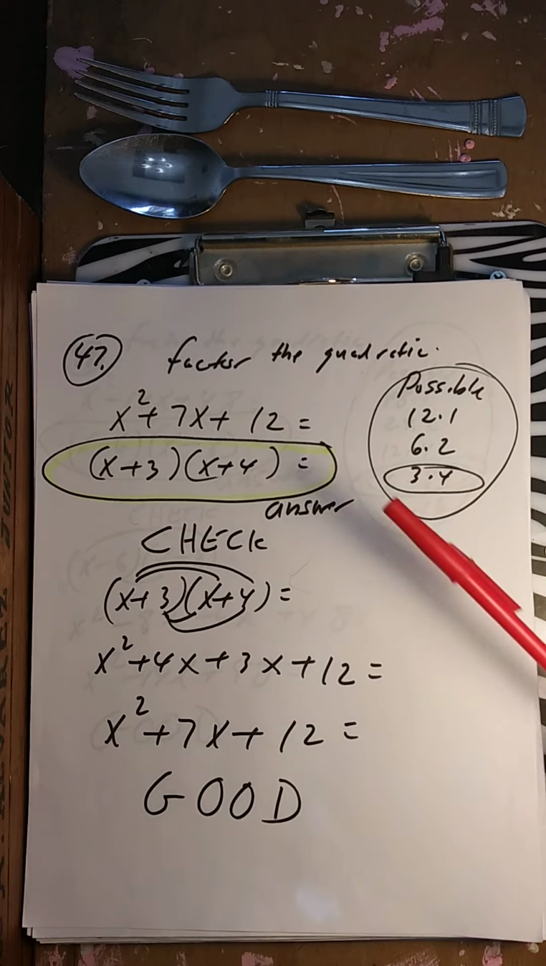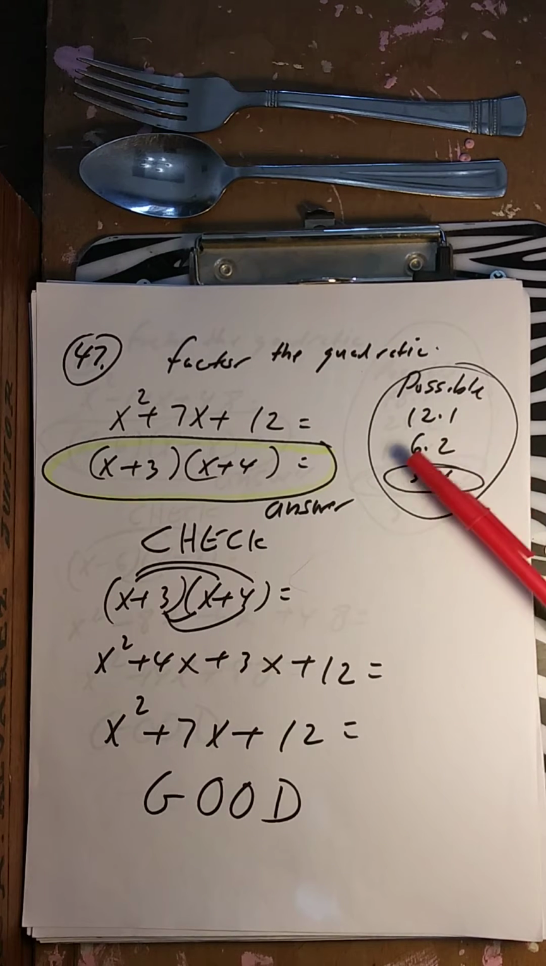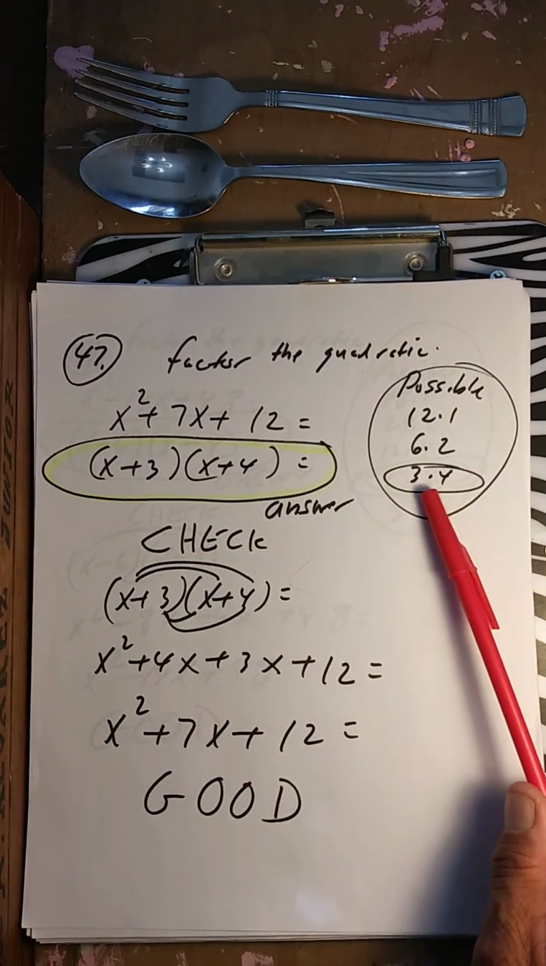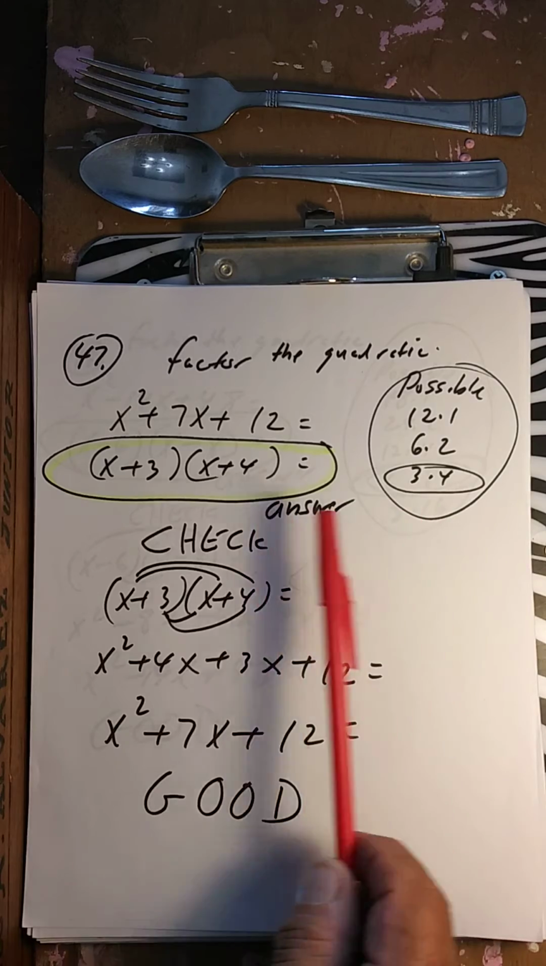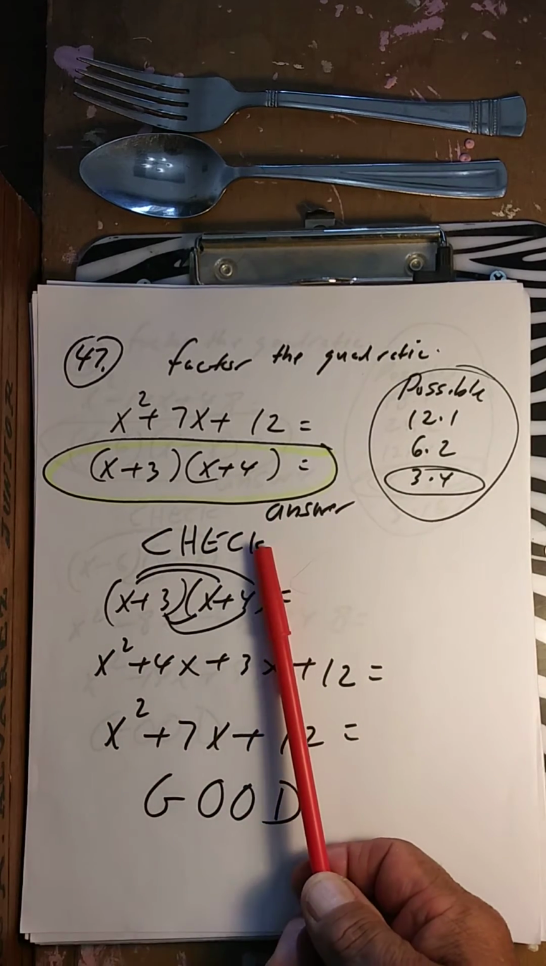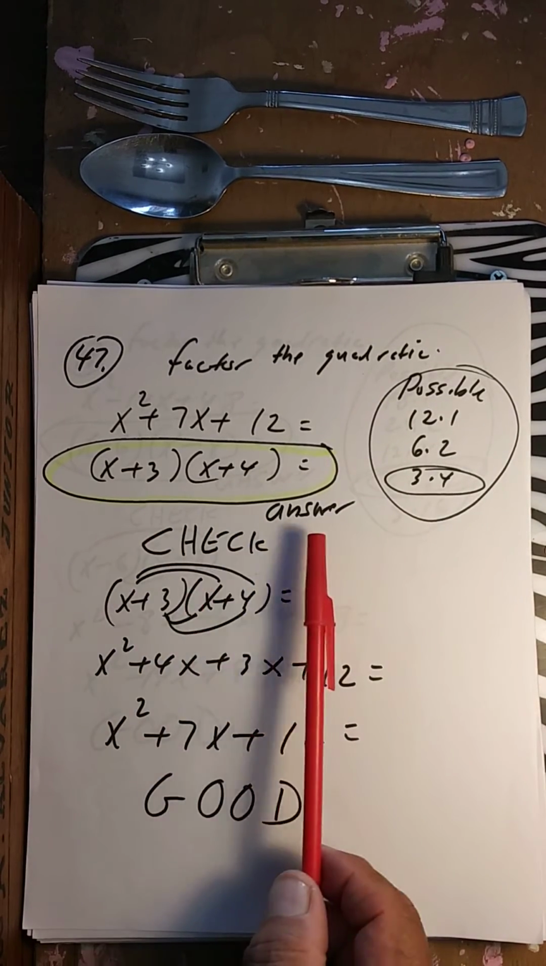Oh, factor this one. Look at the last number, it's 12. So 12 times 1, 6 times 2, 3 times 4. But when you add or subtract these numbers, you've got to get the middle one. Well, 3 and 4 gives you 7, so we're saying that it's x plus 3 times x plus 4. How do we know for sure? Check it. Multiply it out.